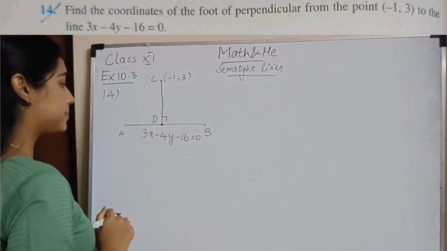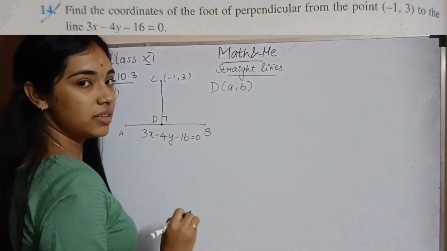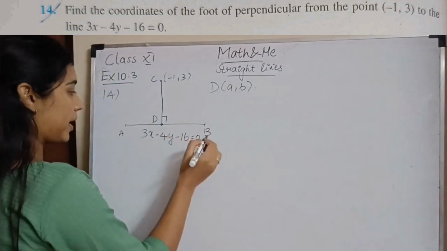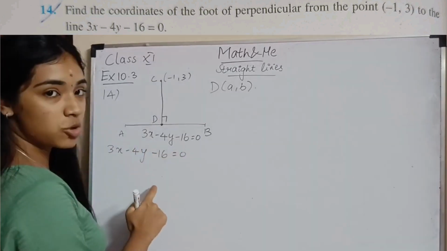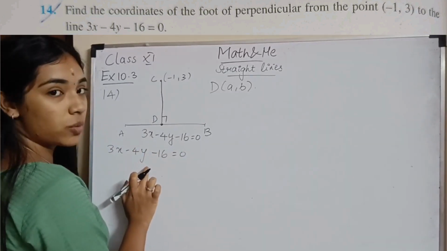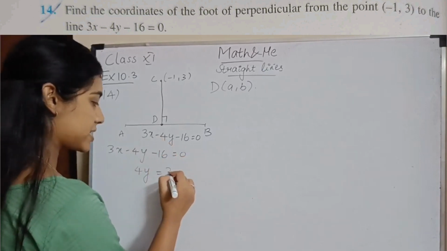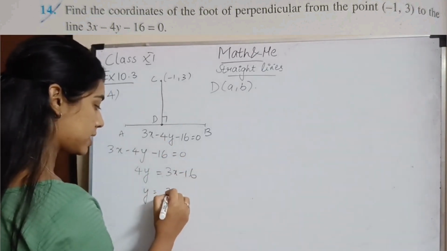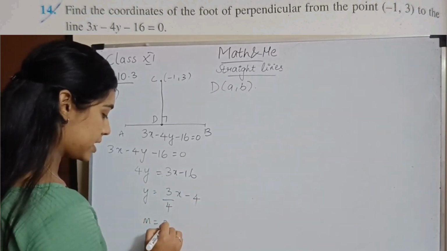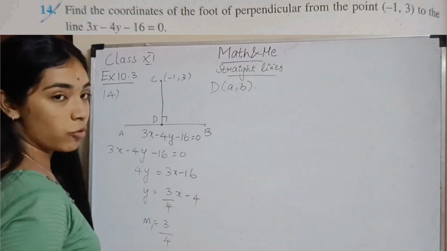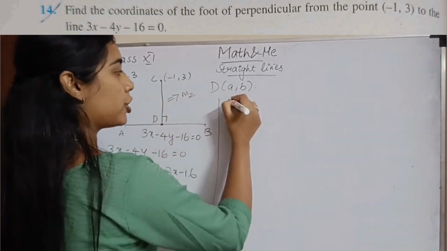Okay. So how do you do that? So let me call the coordinates of D as A, B. So in the A, B, we have to find A and B. So now I have the equation 3x minus 4y minus 16 equals 0. Now I need to find the slope of this particular equation. So I'm going to have y on one side and everything else on the other side. So what do I have? 4y equals 3x minus 16. Y equals 3 by 4 x minus 16 by 4, which is just 4. So the slope is 3 by 4. Slope of AB, I call it m1. So what is the slope of CD? Slope of CD, let it be m2. So what do you know about perpendicular lines?